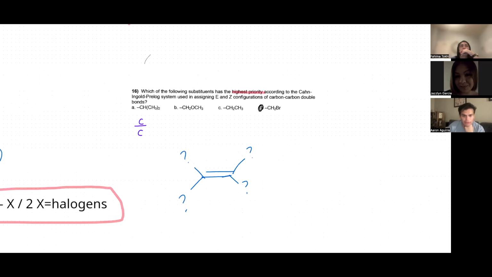Two carbons and a hydrogen attached to it. This carbon has an oxygen and two hydrogens. Just looking at it, the two biggest groups that pop out are going to be the oxygen right here and the bromine. If you just look at their atomic mass, you should be able to identify that bromine is stronger, so it'll give a higher priority.